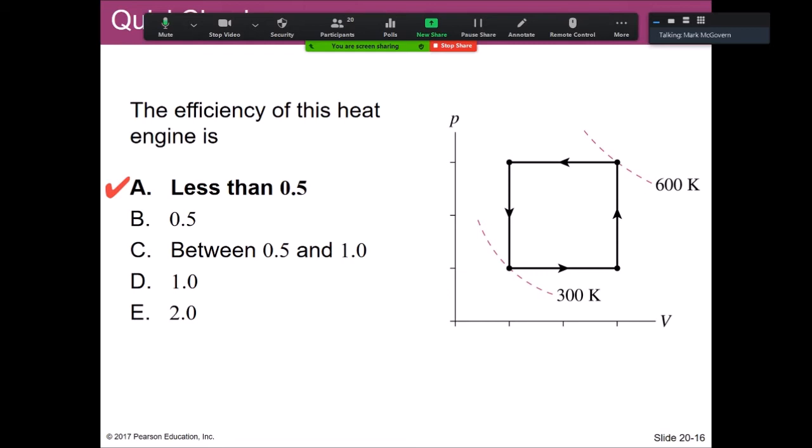Okay, but yeah, this is not a Carnot cycle. You need to have adiabats and isotherms in a Carnot cycle, and these are neither of those. So that means the efficiency is at best 0.5 if you have a Carnot cycle. This is not a Carnot cycle, so the answer has to be A.